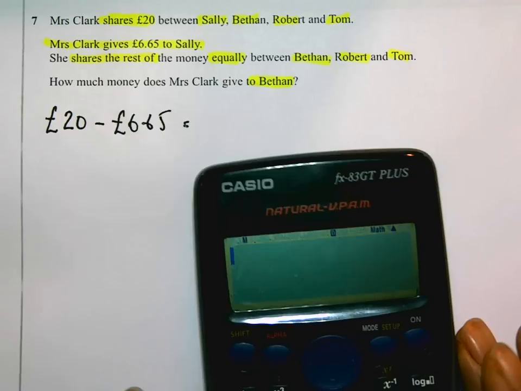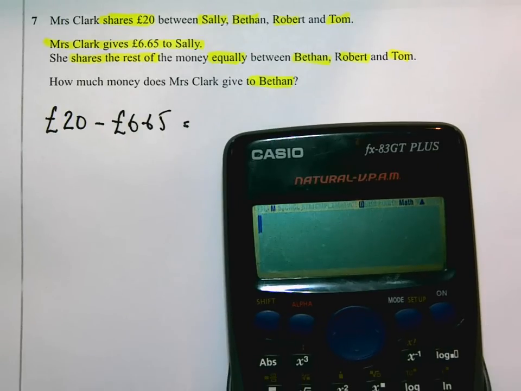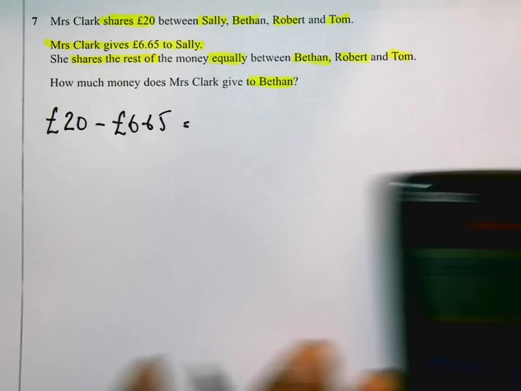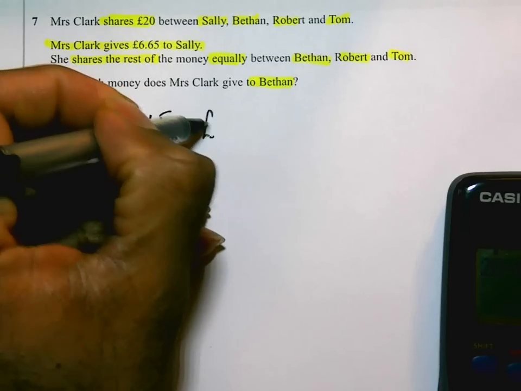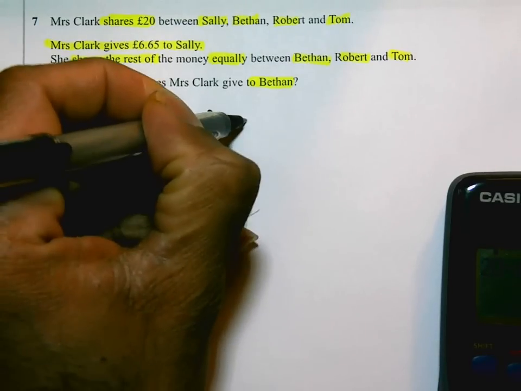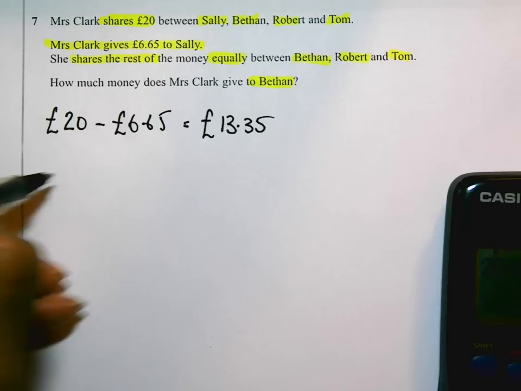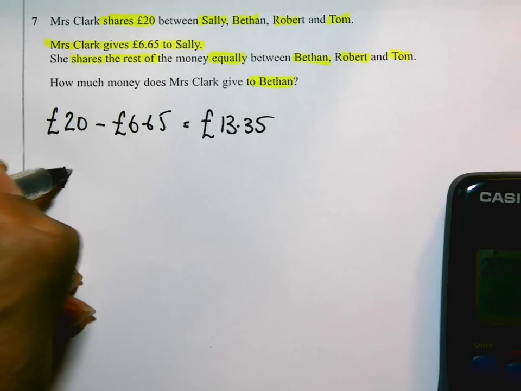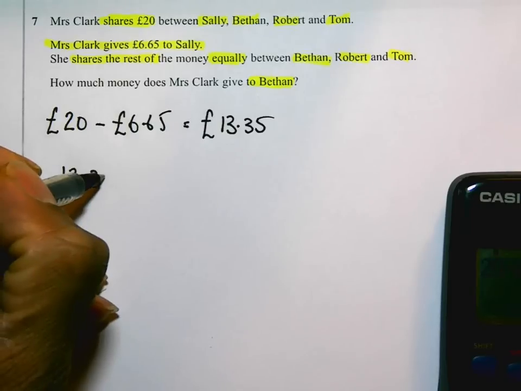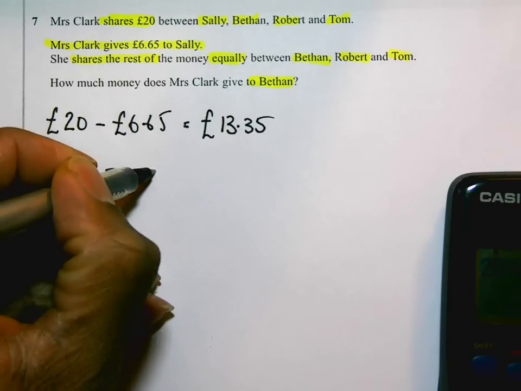However, this is the calculator paper. Let's use the calculator. So 20 take away £6.65, and that's £13.35. So that gives me £13.35. Now what she does next is she shares this equally between Bethan, Robert and Tom. So she shares it between the 3 of them. So that means I need to share £13.35 by 3.